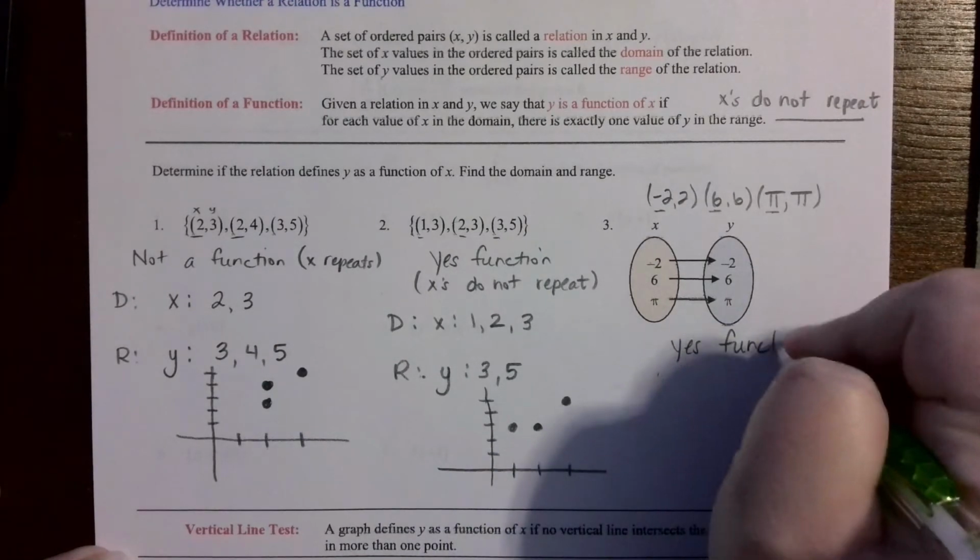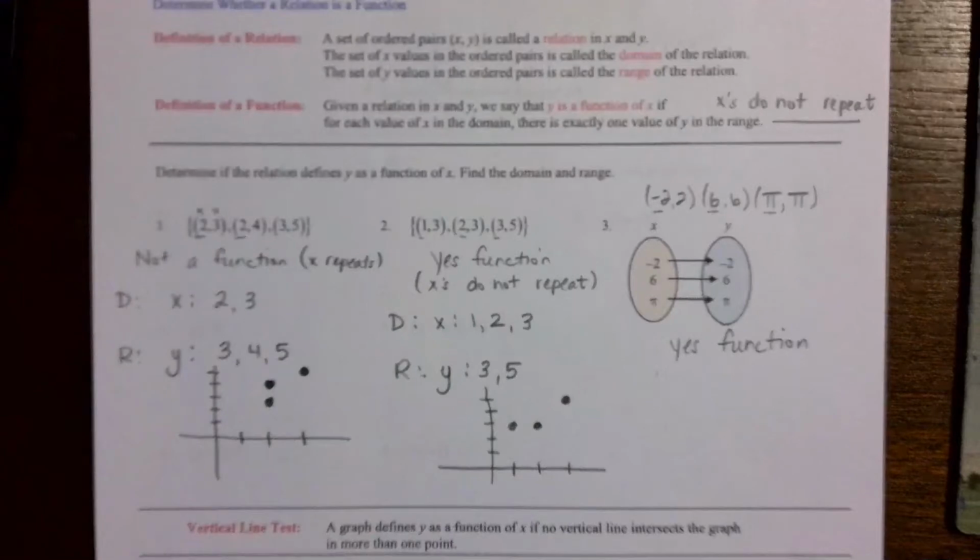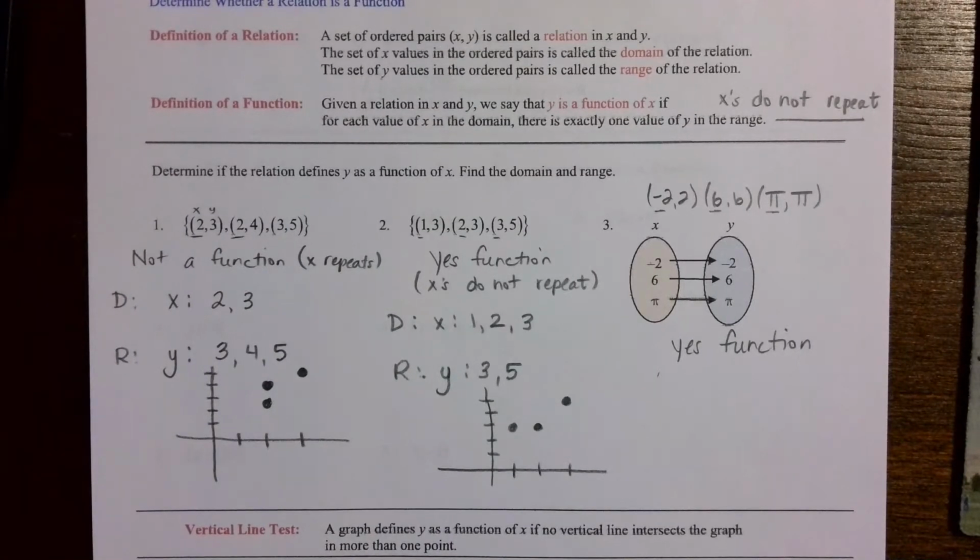Now remember, pi is not a variable. Pi is just the number, 3.14159, and so on. So it's just a number. So we don't have to worry about it being a symbol. We can just look at it as a number.